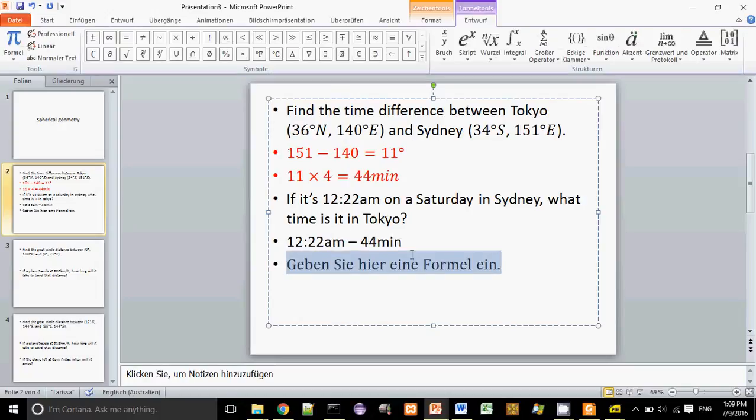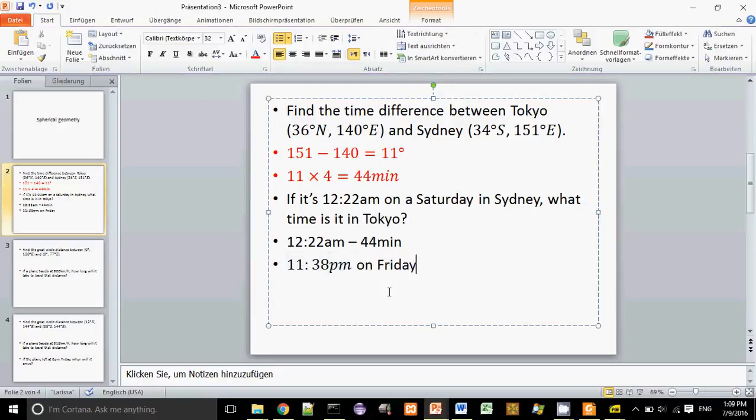However you want to do it, I would just take away 22 minutes. That leaves 22 minutes still. That'll take us to midnight, and then 22 minutes before midnight, it'll be 11:38 PM on Friday. So 11:38 at night. Does that make sense? Hopefully. That's the answer. I don't think there's much else to say.